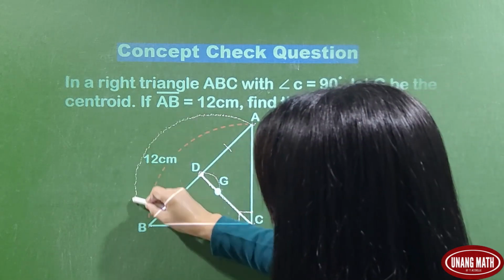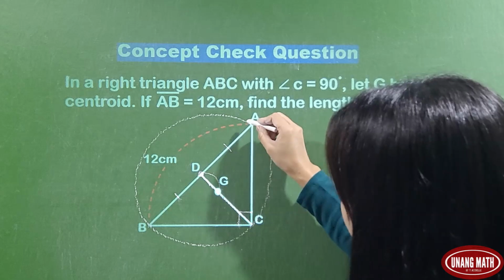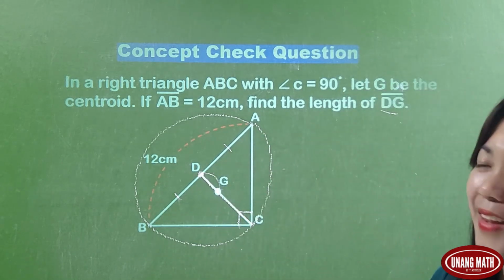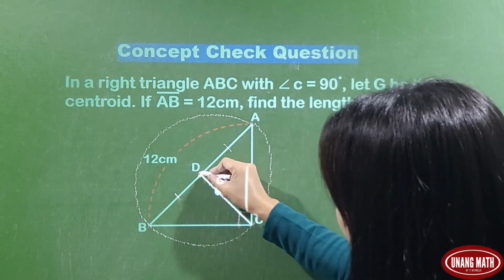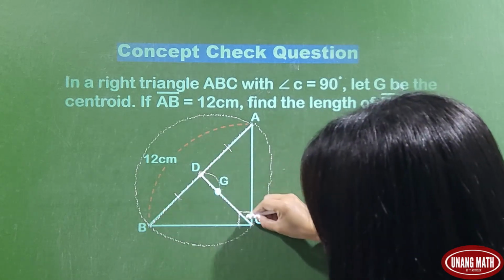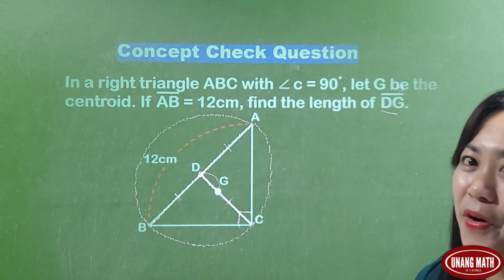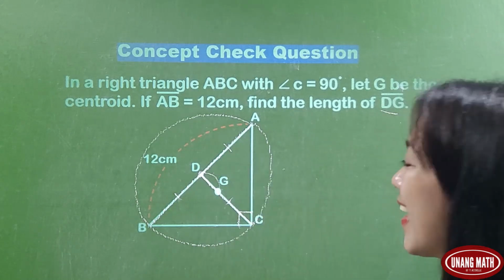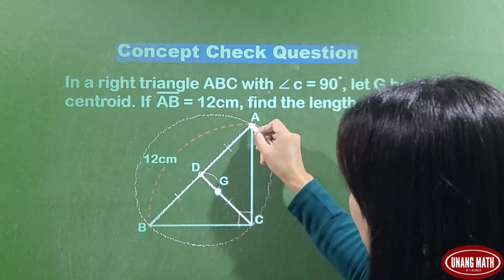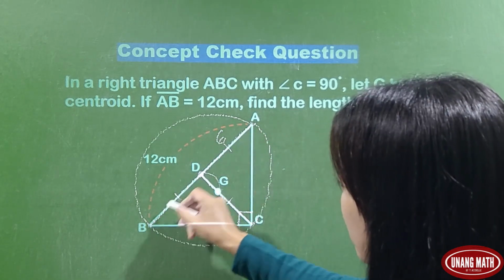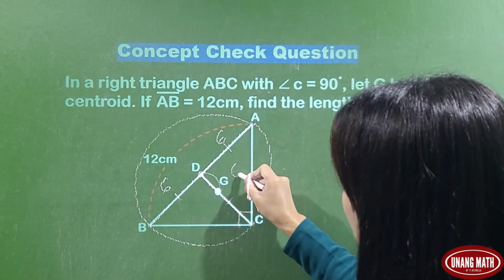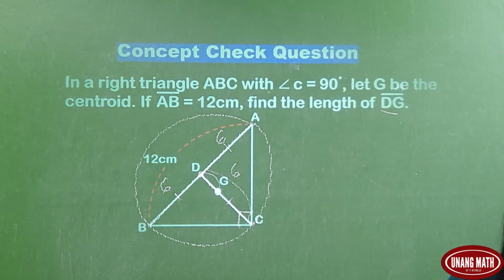If we're going to draw our circle, then it would look like this. And this is our circumcenter. So if this is the circumcenter, from this point to this point, including this point up to this point, these are our radius and equal in length. A to B is 12 centimeters. It means A to D is 6 centimeters. B to D is 6 centimeters. And C to D is also 6 centimeters.